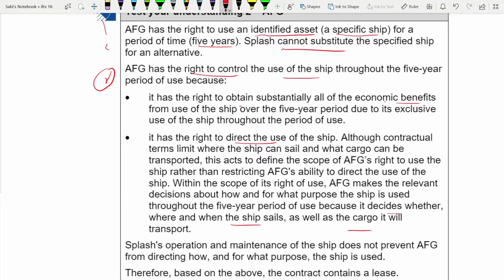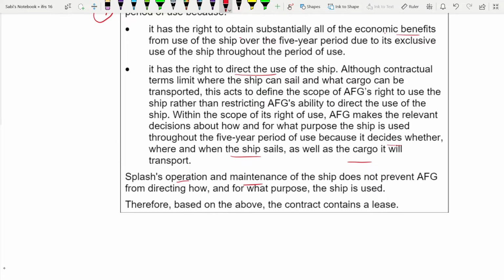So that makes it a lease. Okay. Even though you can say that operation and maintenance is with Splash, it does not prevent them from directing how and for what purpose the ship will be used. It is still in the hand of AFG. Therefore, the above contract contains a lease.